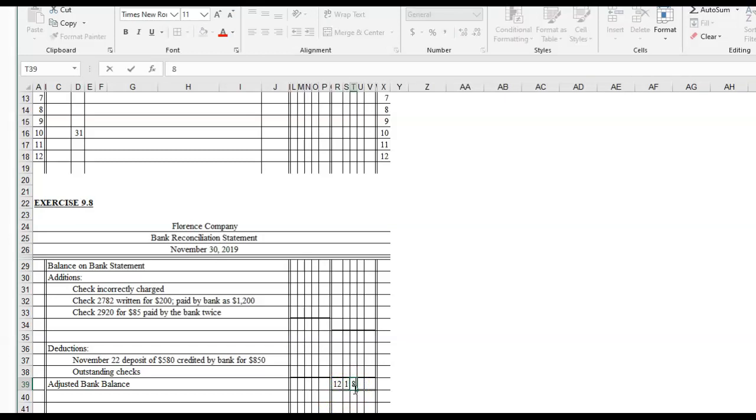So they just did the bank side. They didn't do the book side. The previous problems, you want the book to match the bank.